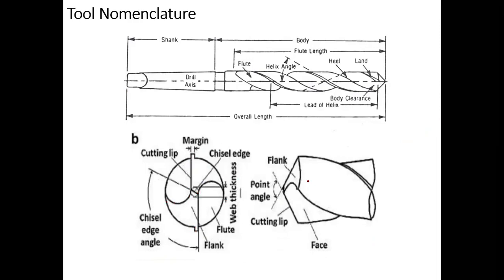This edge is considered as the chisel edge, and this is considered as the point. The sharp edge which is penetrating into the workpiece is called the point. This point is normally made by the intersection of two cutting edges. The angle between these two cutting edges is considered as the point angle, and this is the surface on which the chip is flowing.